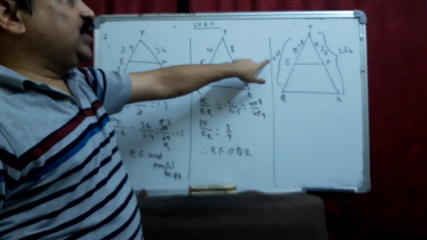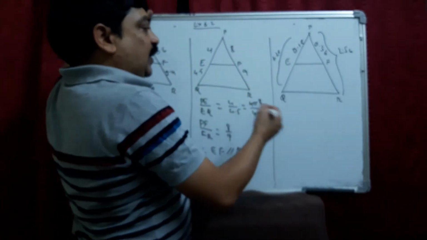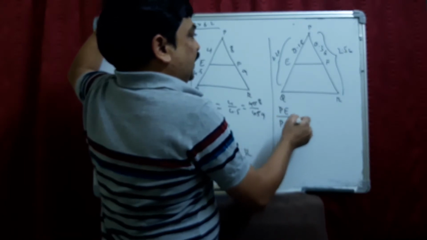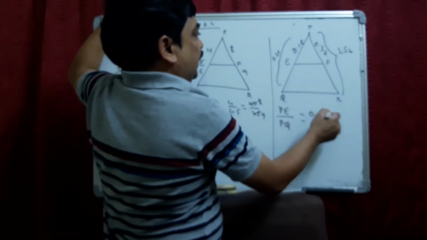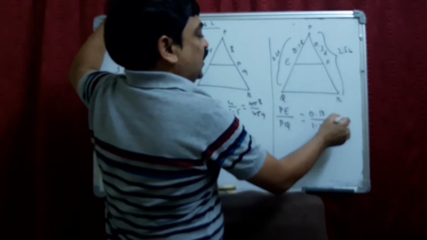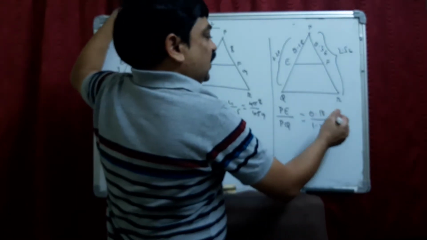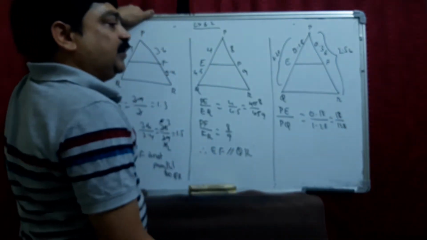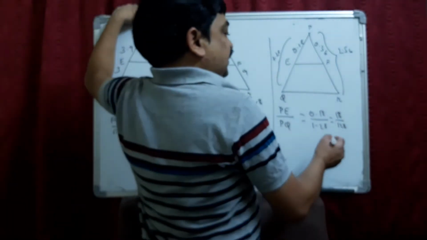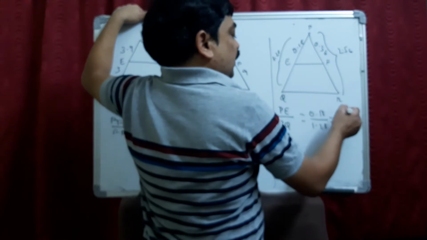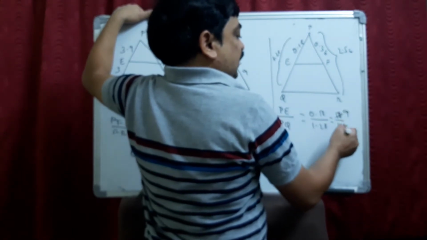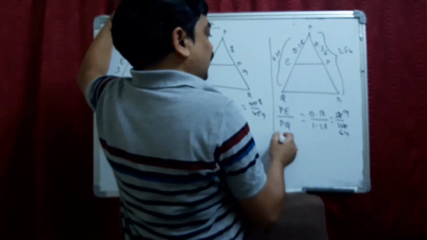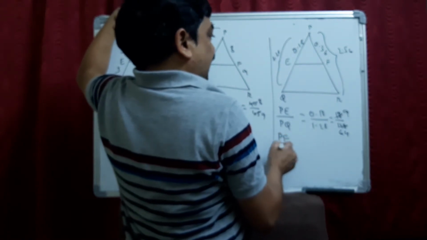And here, the extension of BPT. You can apply this also. PE by PQ, 0.18 by 1.28. Multiply and divide with 100. It becomes 18 by 128. Now you can cancel, 2 nines and 2 sixty-fours. Now the right side one also we do. PF by FR.